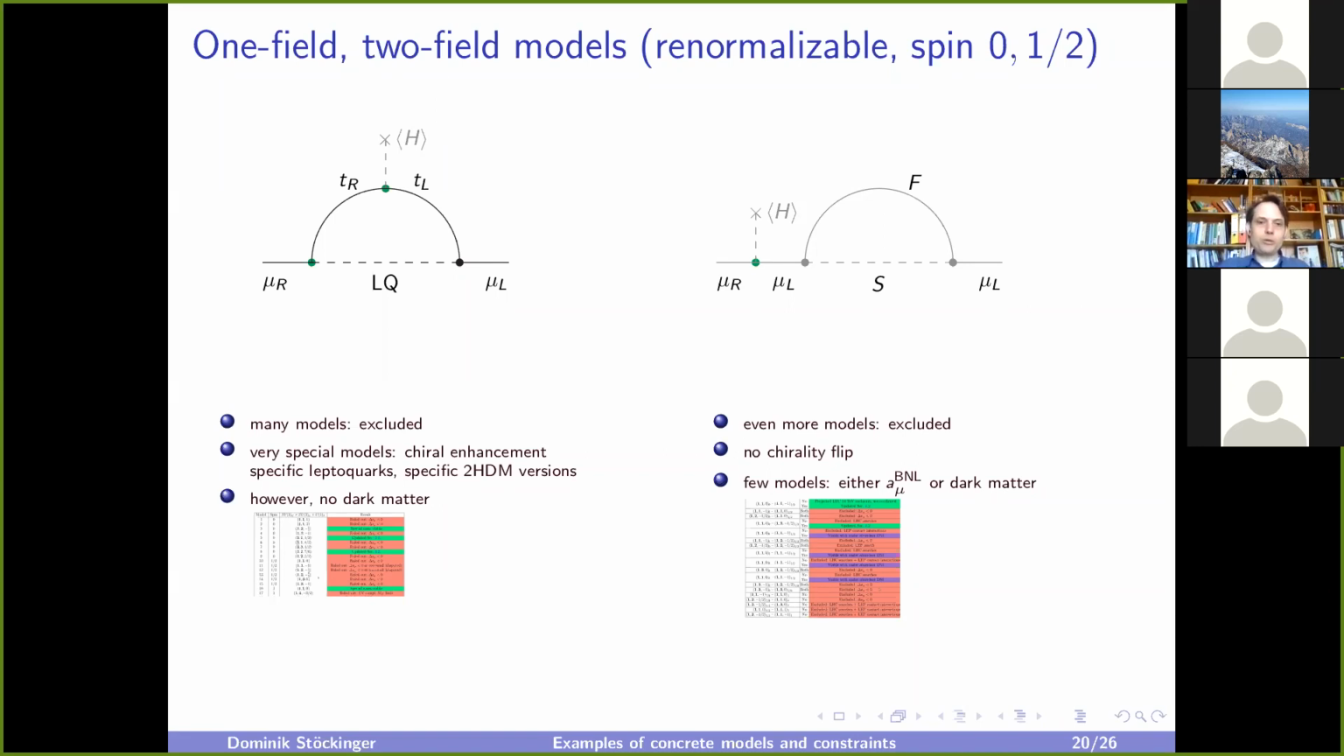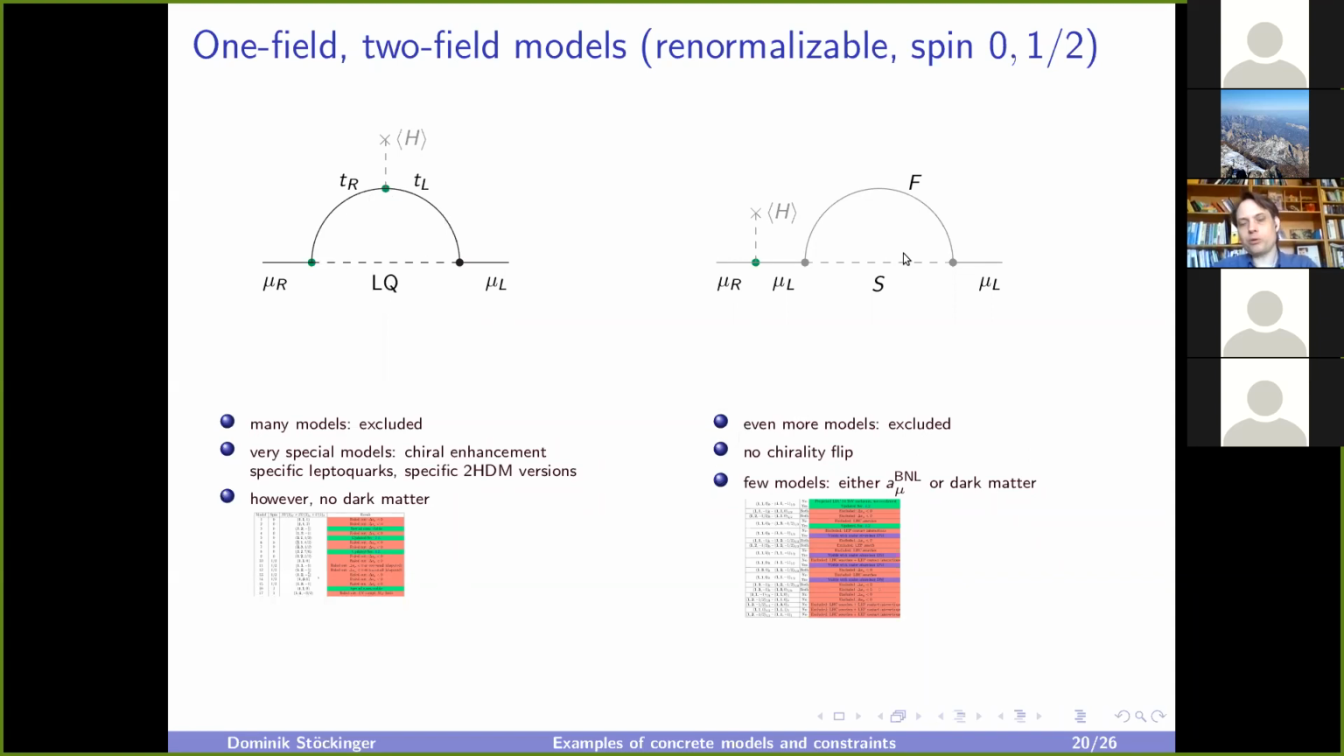And so what models do you need in order to get chirality flip enhancements in 1 field extensions? The only 2 possibilities are, in fact, Leptoquarks and the 2 Higgs doublet model. These are precisely the 2 possibilities for enhanced chirality flips, and Leptoquarks and 2 Higgs doublet models actually are the only possibilities among those renormalizable 1 field models. And you see here a sketch of a table with red and green entries for excluded and non-excluded 1 field models.